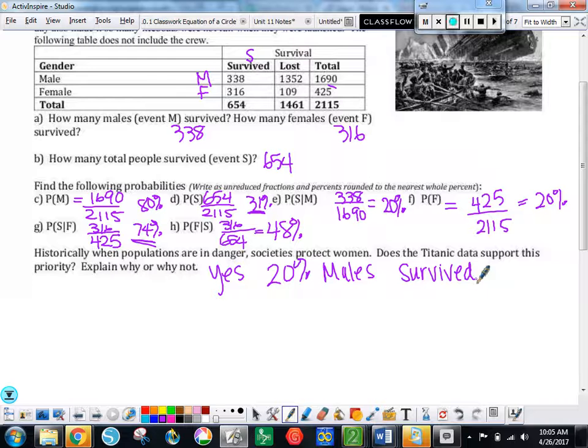So yeah, 20% of the males survived, while 74% of females. Because there are significantly less females than there are men. Yeah. Yep. It's still over 1,000 men, over 1,000 men dying.